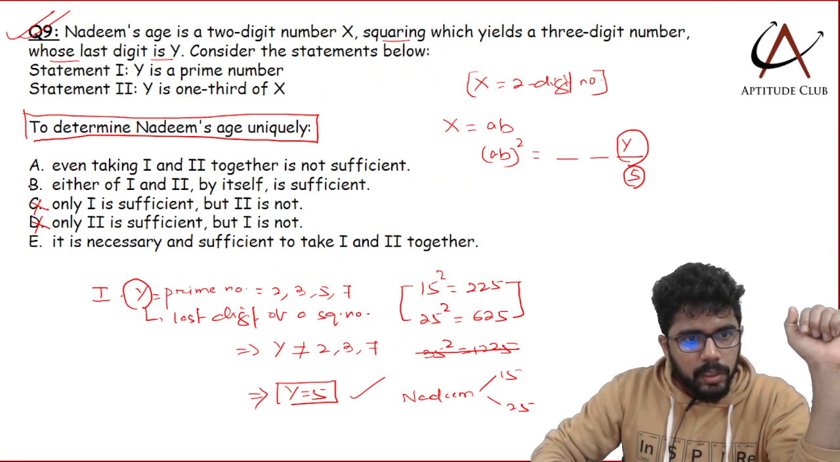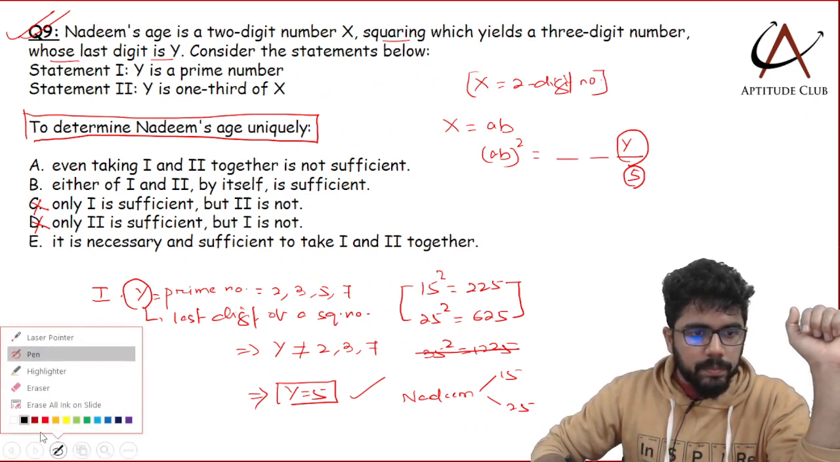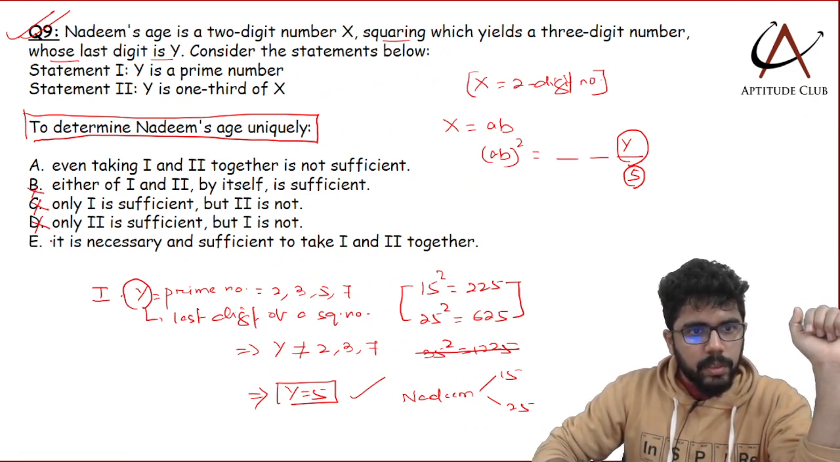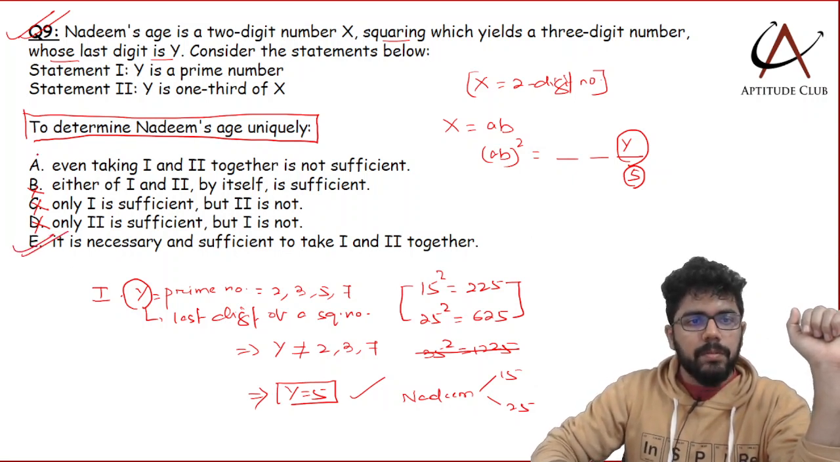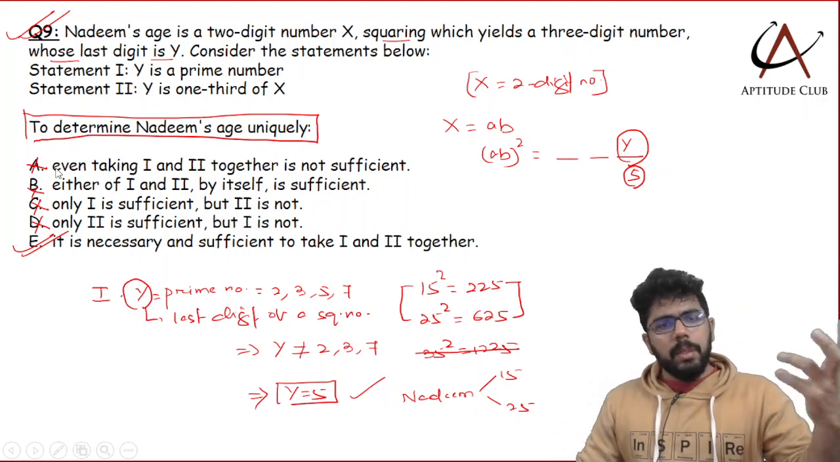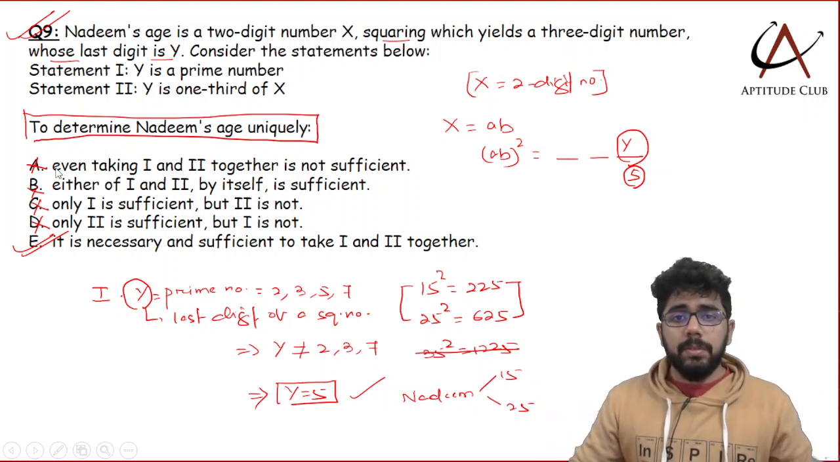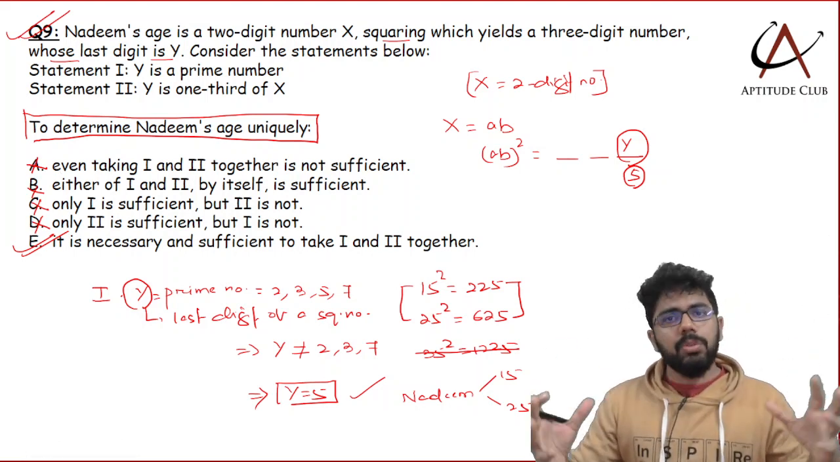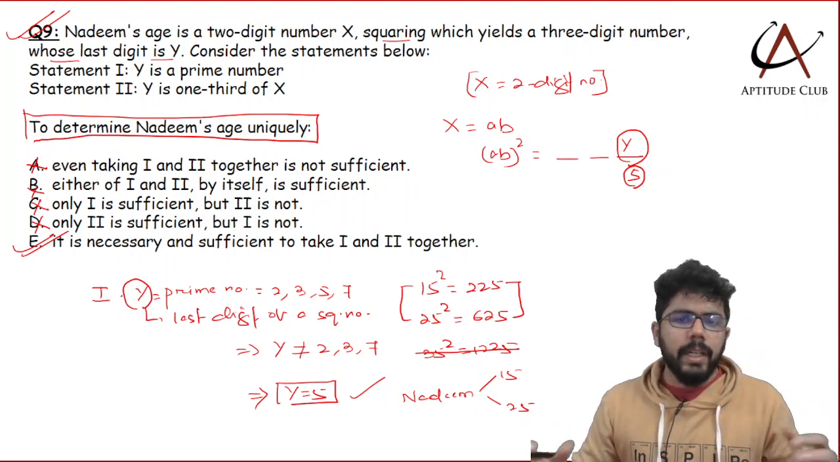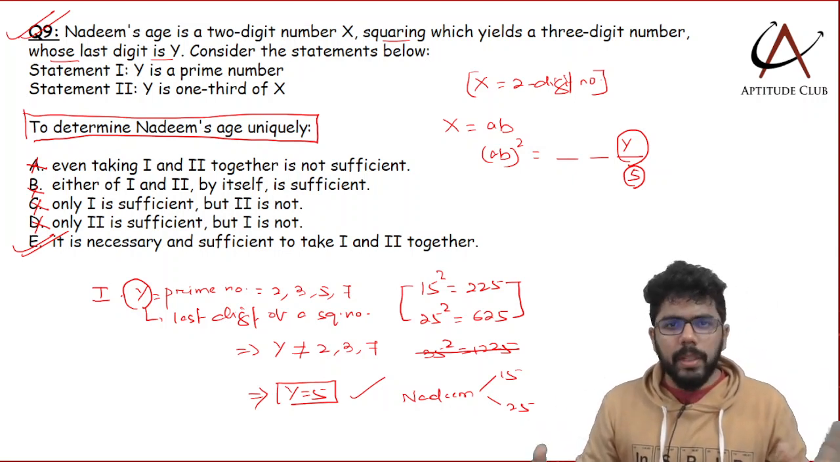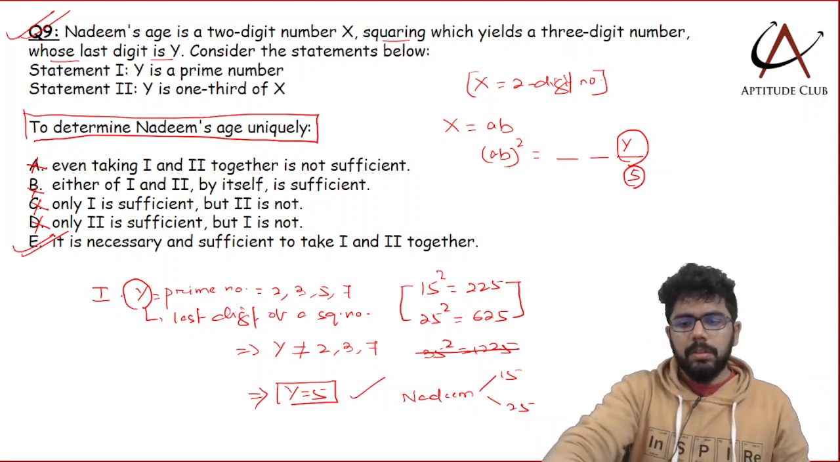So we can't take either 1 or 2 alone. It is necessary and sufficient to take 1 and 2 together. So option E. Option A also gets rejected, since it's not that taking both together is insufficient. If I'm taking both together, I'm able to uniquely find Nadim's age. So this is a data sufficiency question, quite simple, quite easy also. Nothing difficult.